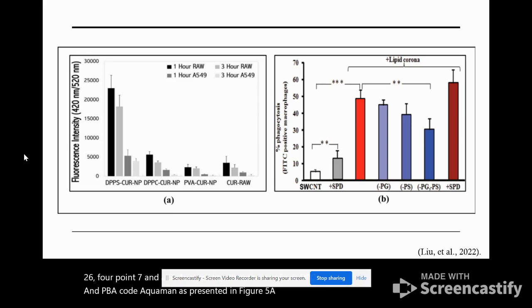Figure 5B shows the effects of surfactant phospholipids using coated and uncoated single-wall carbon nanotubes. Results reveal that compared to free surfactant phospholipids, the phagocytosis levels of coated phospholipids of single-wall carbon nanotubes were downregulated.